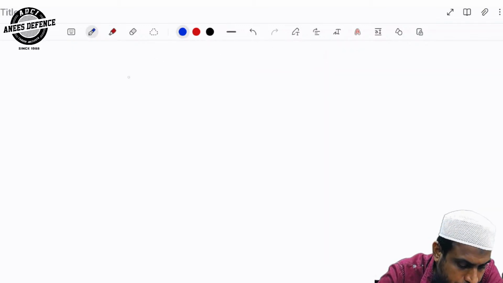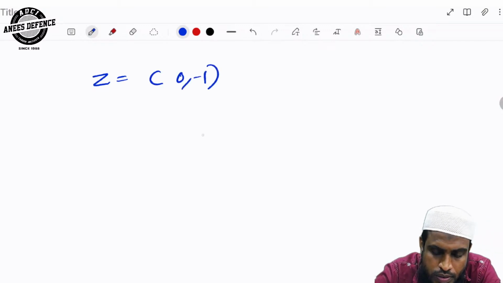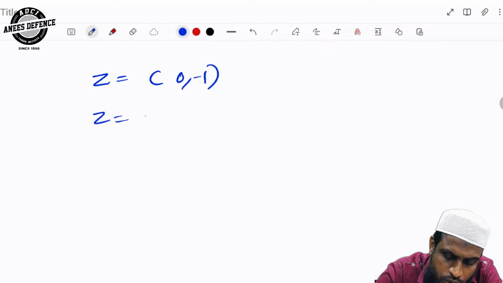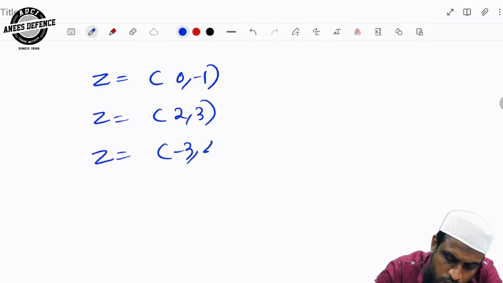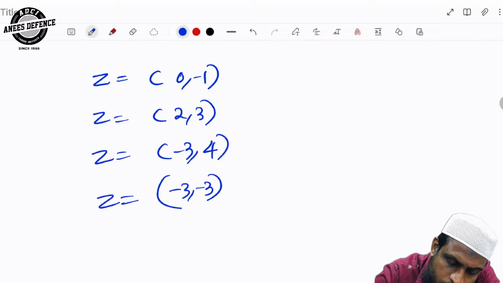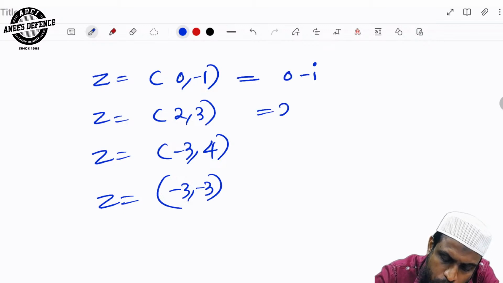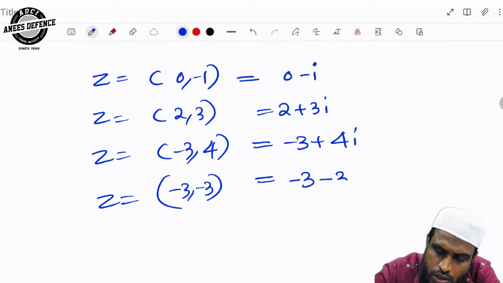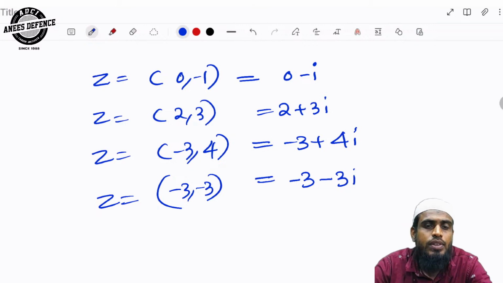For example, if a complex number is given as z is equal to 0, minus 1, and another complex number 2, 3, another complex number minus 3, 4, another complex number minus 3, minus 3, what you have to consider? This is 0 minus i. This is 2 plus 3i. This one is minus 3 plus 4i. And this one is minus 3 minus 3i. You have to consider like this.